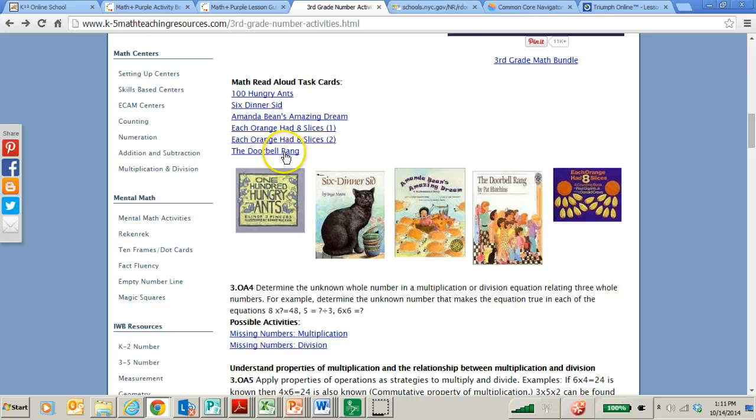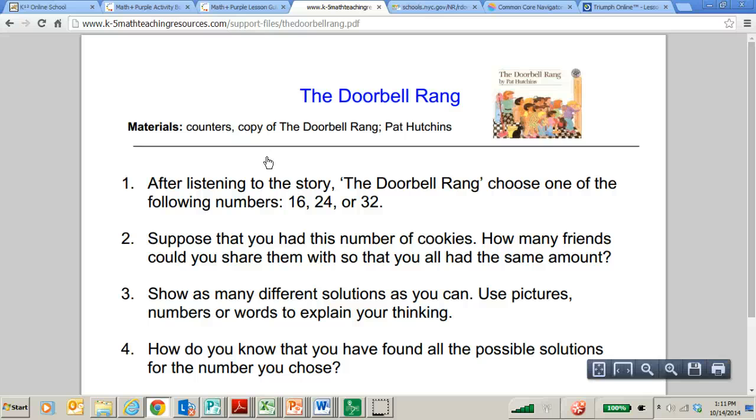If I click on the example of The Doorbell Rang right here, and if you decided to check out that book at your local library, when you click on that link, it will open up to activities and questions that you can ask your child as you read the story. Again, these are highly encouraged activities.